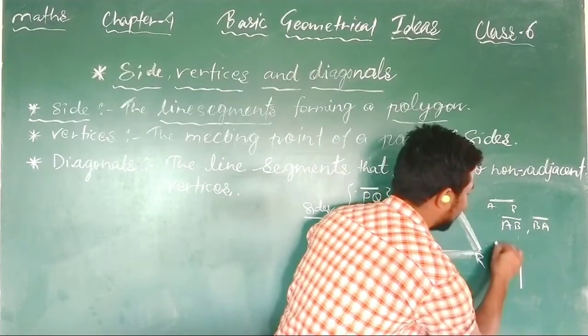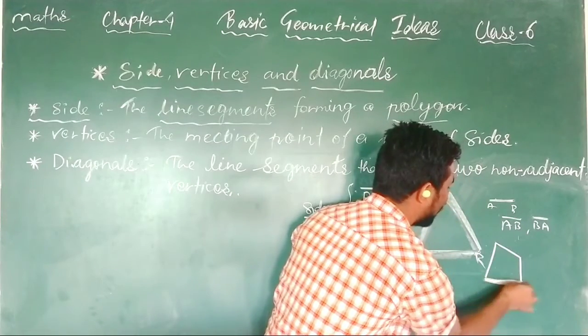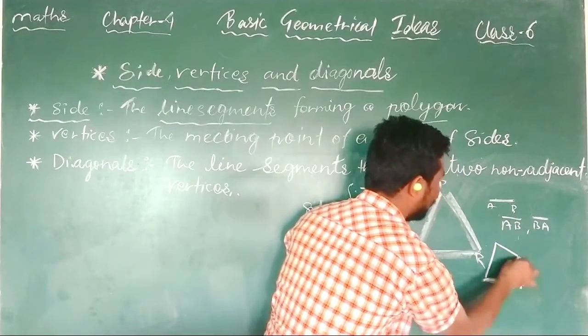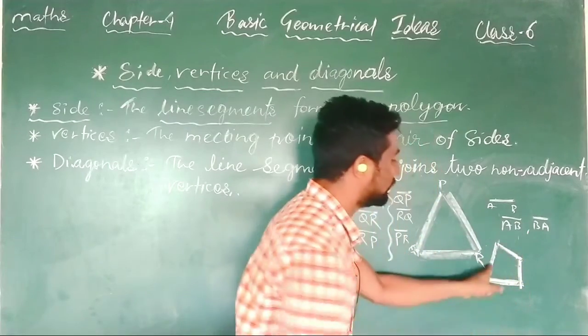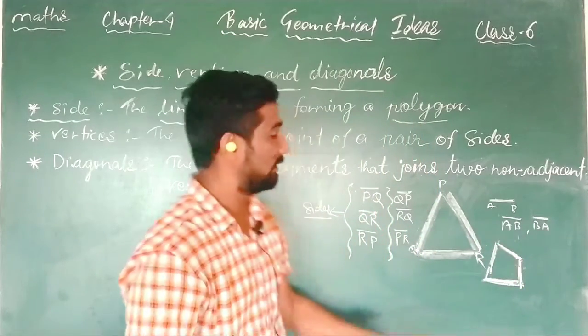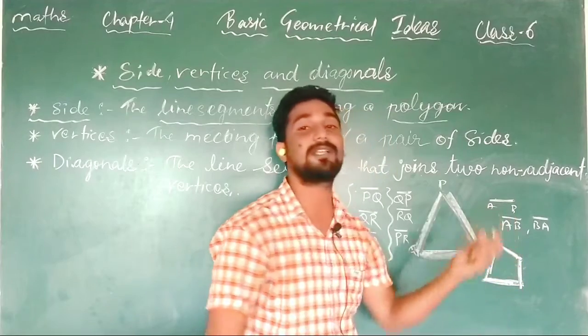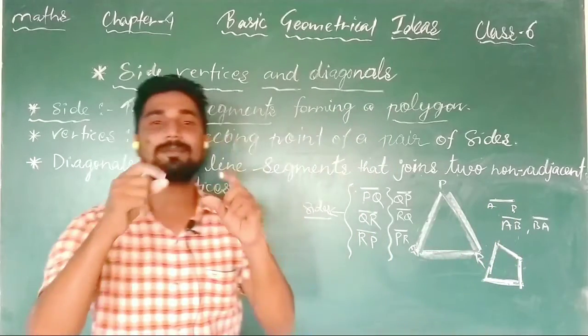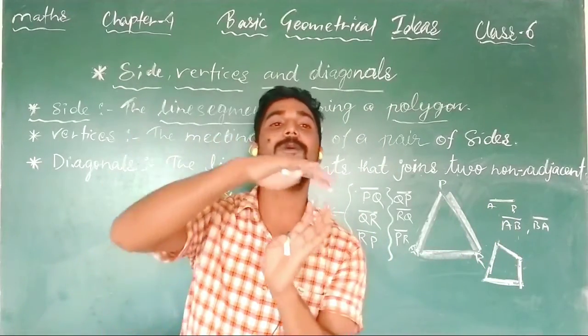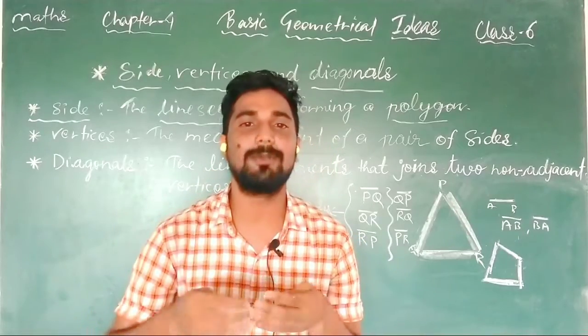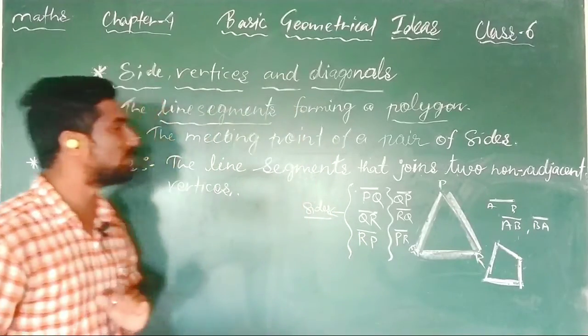Now see another picture: this is a quadrilateral, and it is made by how many sides? 1, 2, 3 and 4. These are all line segments, sides only. By joining these sides the picture is formed. So line segments or sides help us make a geometrical image. So you have understood line segments.